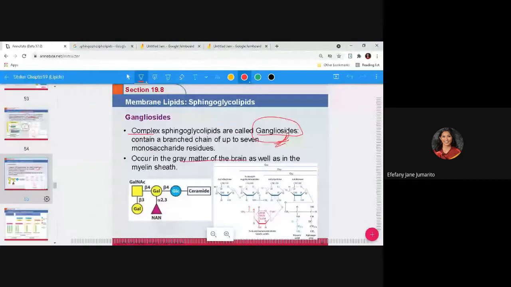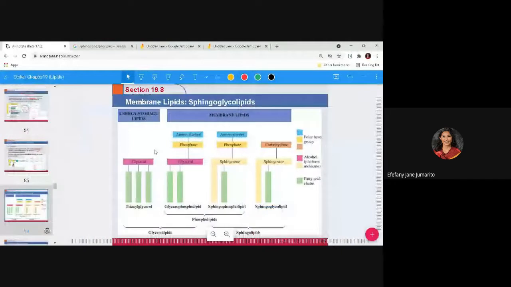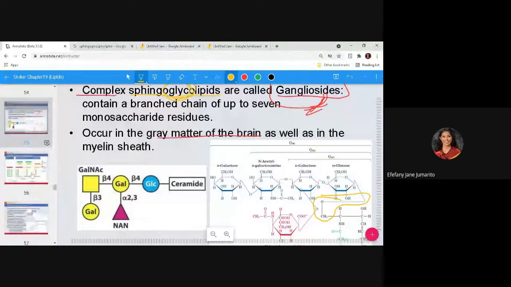Like this one, you see this one. Alright, this one is complex, so what is attached is complex. So again, what are the linkages present in your sphingoglycolipid? Amide, ma'am, or glycosidic linkage. Okay, so from the name itself, sphingoglycolipid, it's a glycosidic linkage. So, there's a carbohydrate.